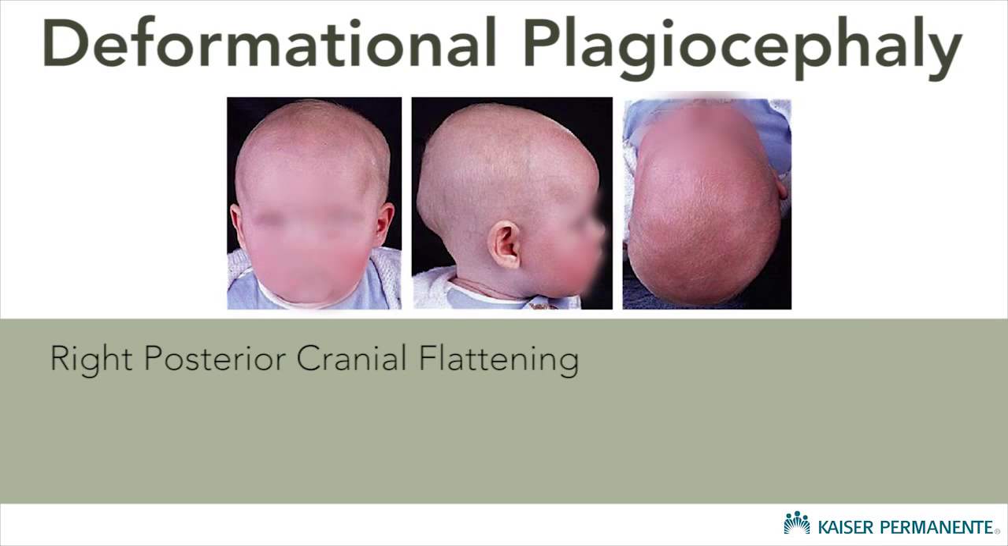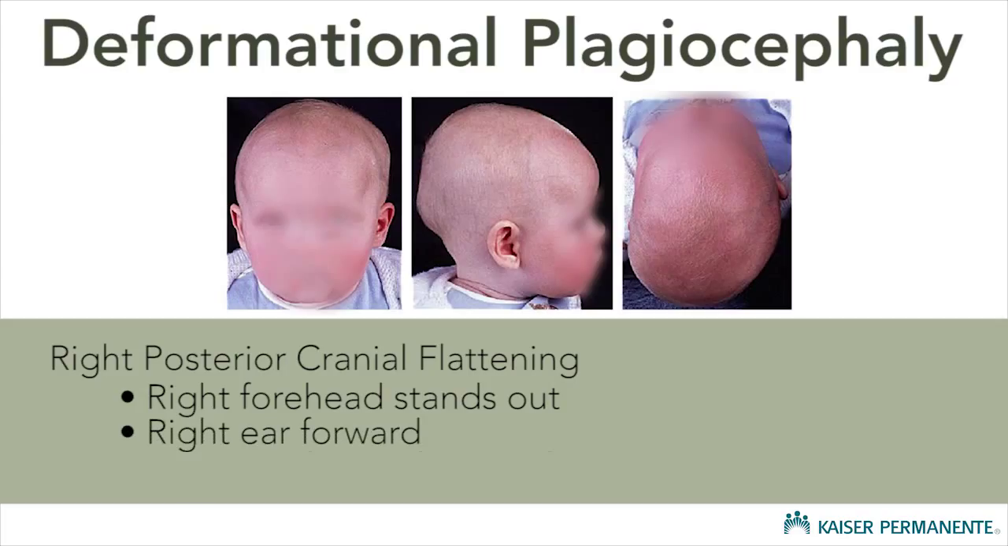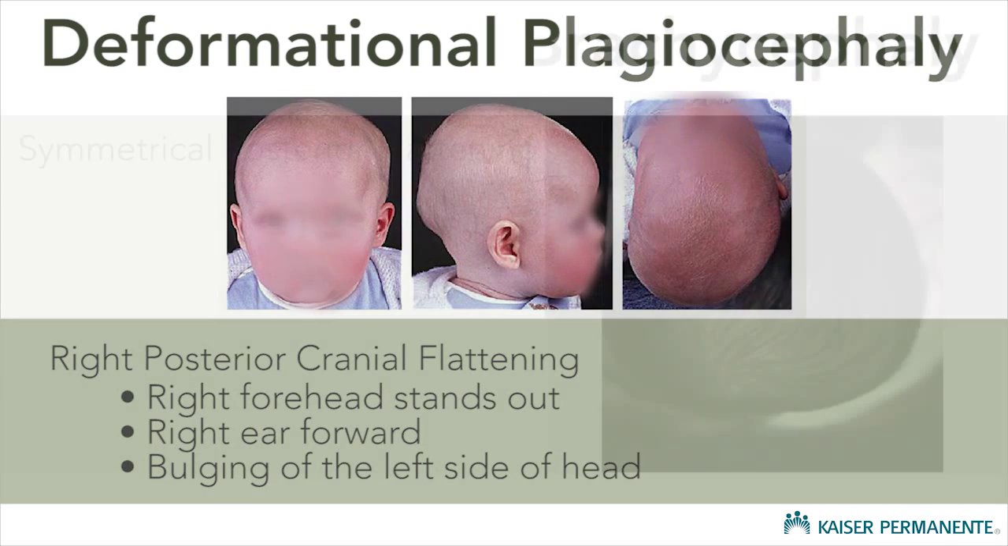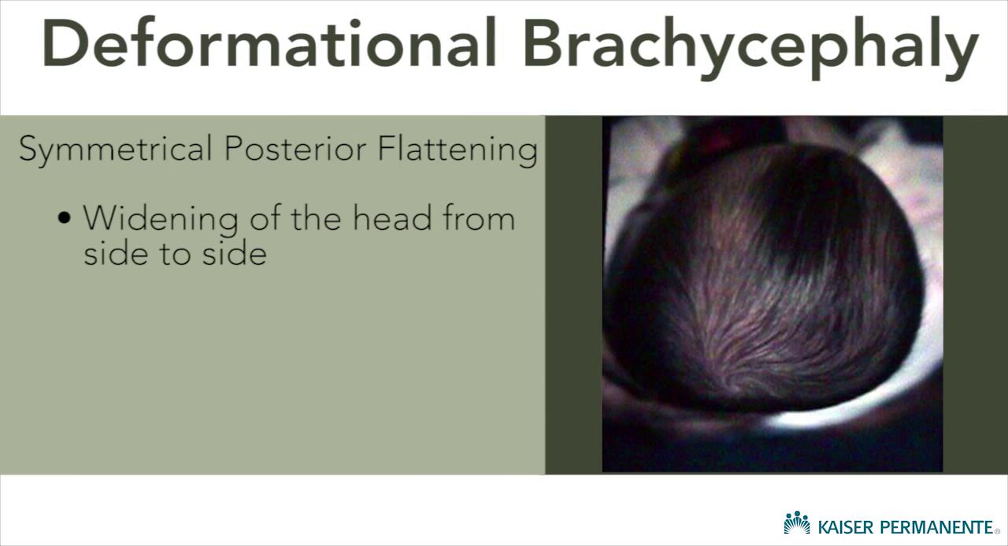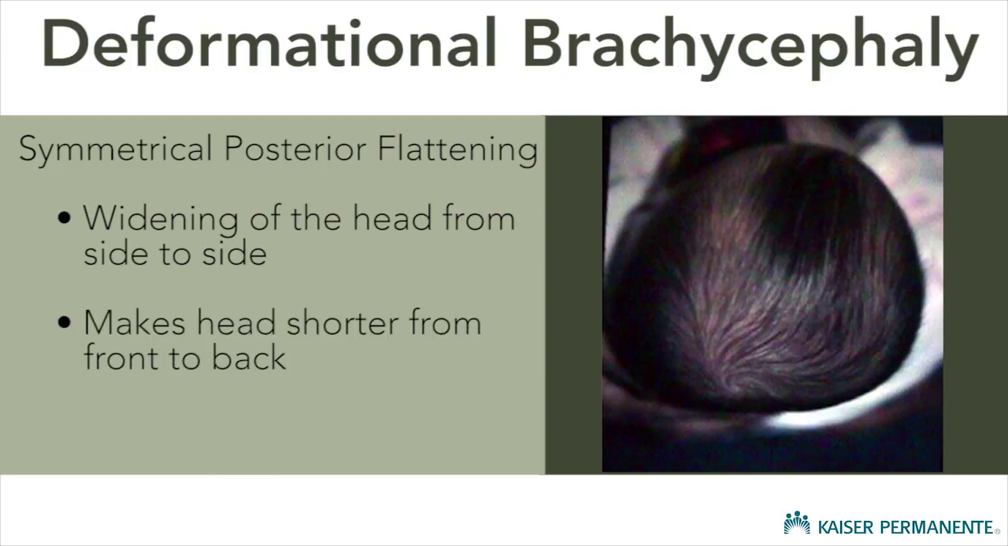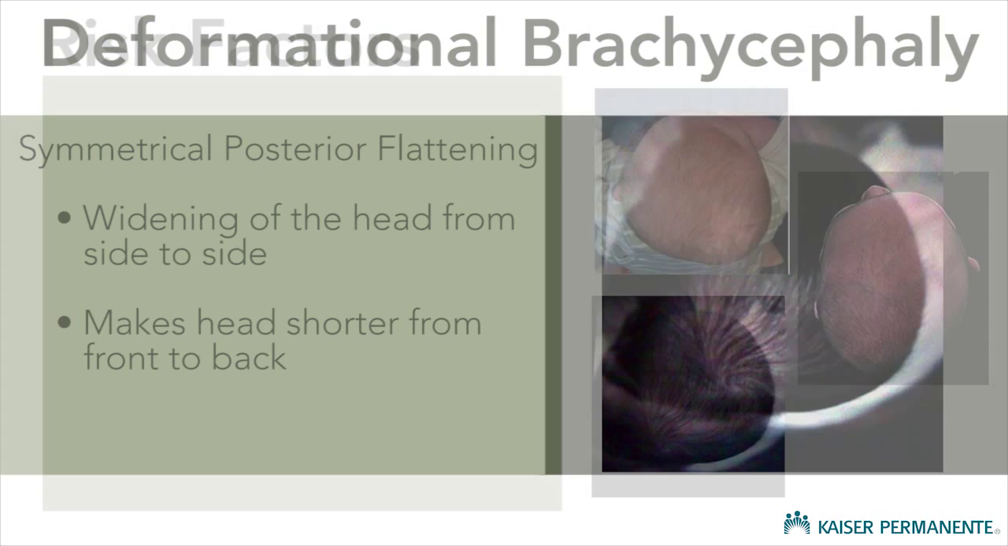Here we see a baby with right posterior cranial flattening, resulting in a right forehead that stands out, movement of the right ear forward, and bulging of the left side of the head. This is known as deformational plagiocephaly. This baby has symmetrical posterior flattening, causing widening of the head shape from side to side and making the head shorter from front to back. This is known as deformational brachycephaly.